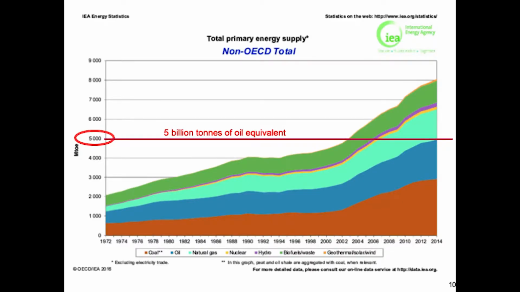If you compare it to the developing world, this is the same 5 billion tons of oil equivalent when the developed world has kind of stabilized, right? And energy consumption is growing dramatically. Now, why is that? The reason is that they want to have the same living standards as we do. So can we understand where we are going?